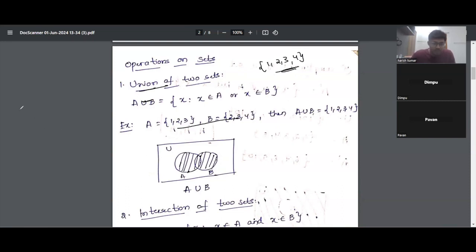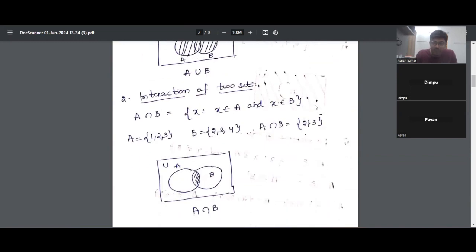So what is A union B? It is the collection of elements that are either in A or in B. That means if they are present in A, I'll take them, or if they are present in B, then also I'll take them. Got it? Yes, sir. So the Venn diagram representation will be this. If they are present in A, I'll take them; if they are present in B, then also I'll take them. No issues.